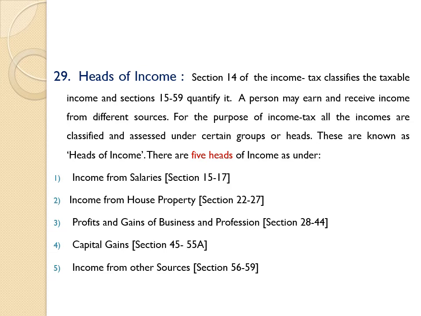Section 14 of the Income Tax Act classifies the taxable income, and sections 15 to 59 quantify it. Hence, as per section 14, there are 5 heads of income. A person earns and receives income from different sources. There are various sources of getting income, but this income is grouped under a particular head, called a group of income or head of income.